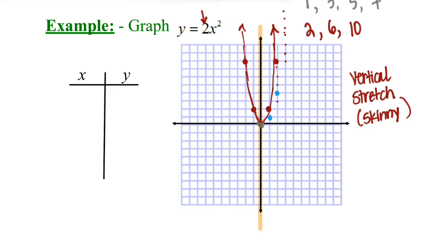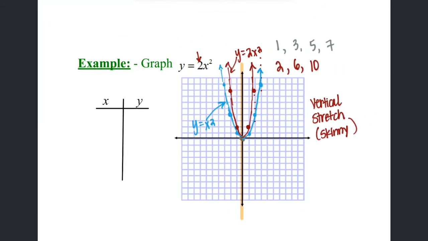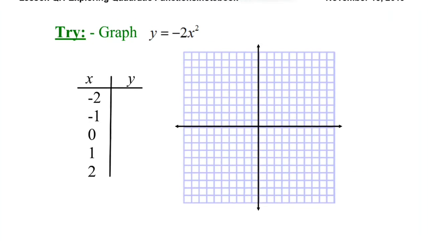Now I just want to demonstrate this real quick with the parent function. This is what the parent function looks like. So you can see what I mean by skinny. It makes the parent function appear as if it's wide. But it's not wide. That blue curve is y equals x squared, and the red curve is y equals 2x squared. So you can see that it's skinnier than the parent function.